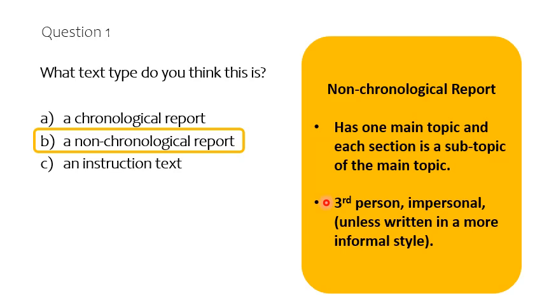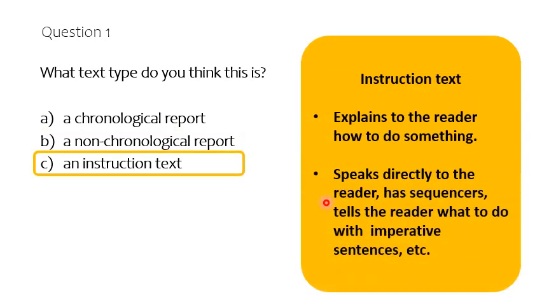So let's look at the third type, an instruction text. One of these explains to the reader how to do something. Now, that's definitely what the Zoom text seems to be doing. It is telling us how to download it, how to install it, how to open an account. And instruction texts speak directly to the reader, and they have sequences: first, then, next, after that. And they are telling the reader what to do, often with imperative sentences.